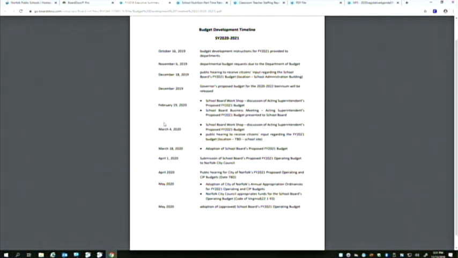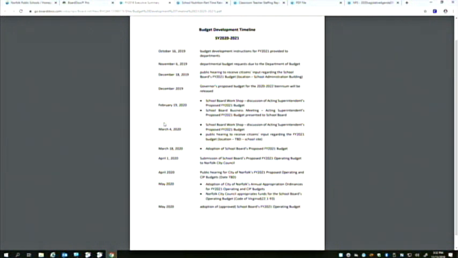6 o'clock p.m. for another public hearing at a school site this time. And then March the 18th, which will be a business meeting, is scheduled for that day. We're hoping to have the school board's proposed budget adopted. Then on April 1st, we will submit the school board's proposed operating budget to Norfolk Council. We will actually, of course, physically deliver that by no later than April 1st.